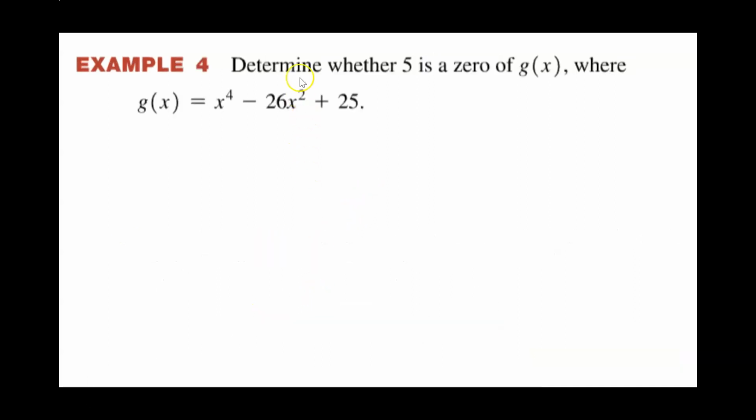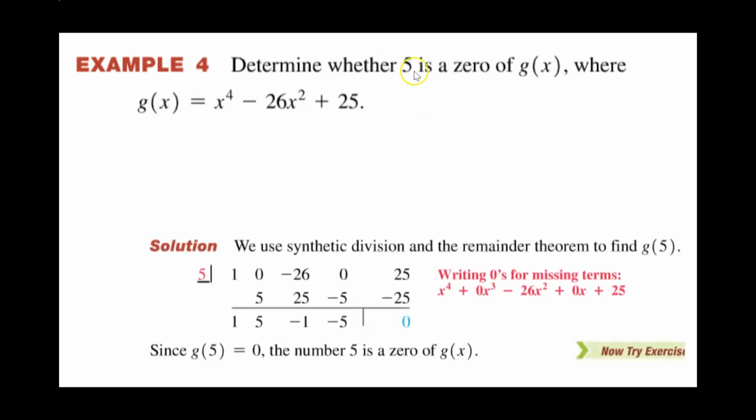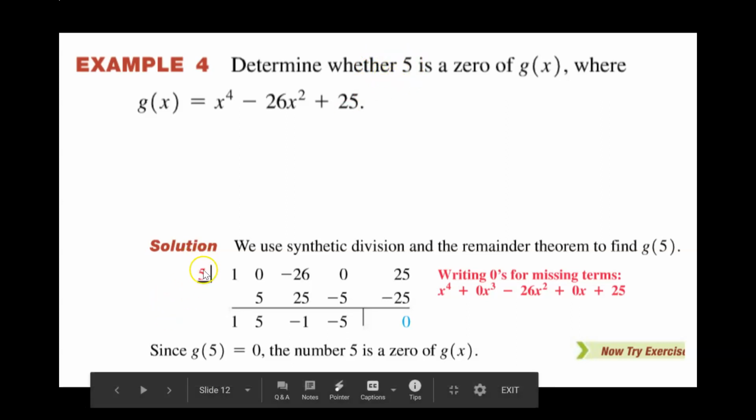So here's another type of example. Determine whether 5 is a 0 of g of x. So this time they gave you the number 5. So what are you supposed to do with the 5? Keep it exactly the same. Do not change it. So basically, anytime you have an x minus 3 or x plus 3, that's the time we change them. If they just give you the number, we're just going to place that same number in there and do the same synthetic division strategy.